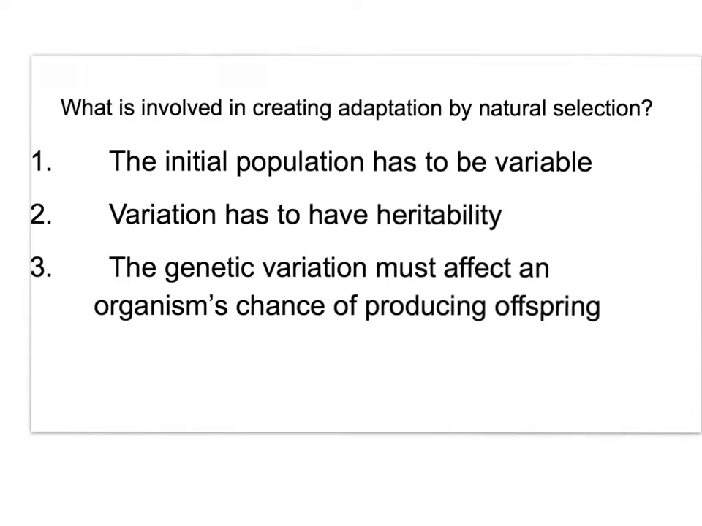Second, variation has to have some genetic basis, called heritability. If there is no genetic difference between the light and dark mice, the light mice may survive better, but the coat color difference would not be passed on to the next generation and there would be no evolutionary change. Third, genetic variation must affect an individual's probability of leaving offspring. The most camouflaged mice would leave more copies of their genes.